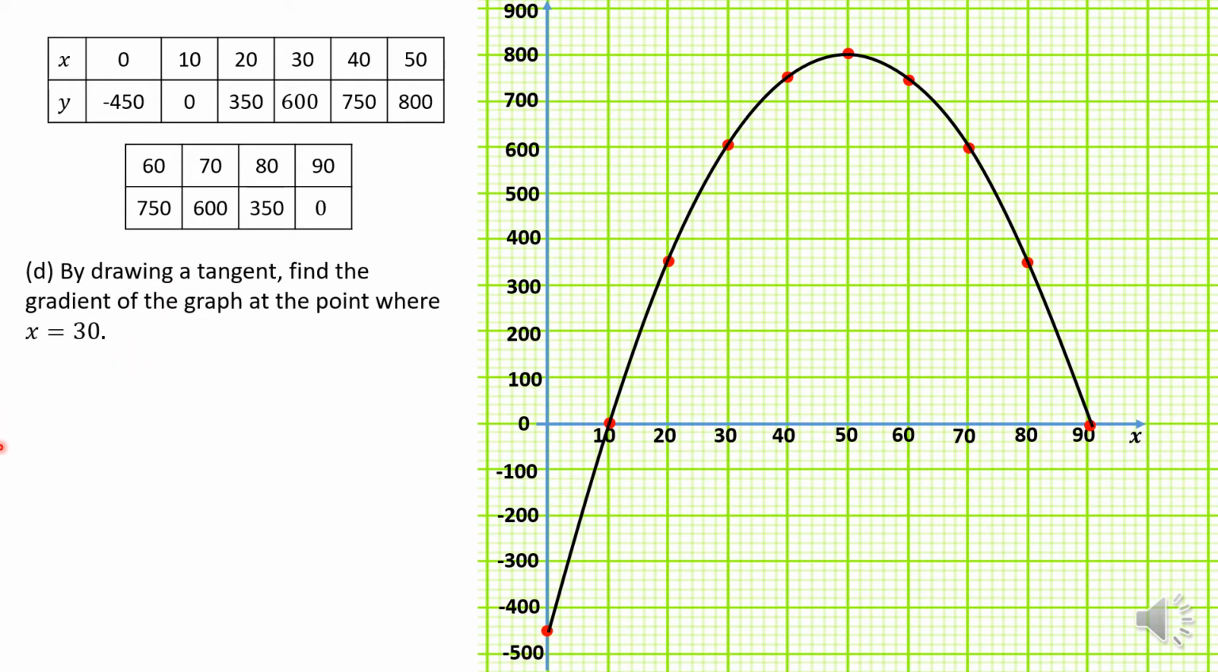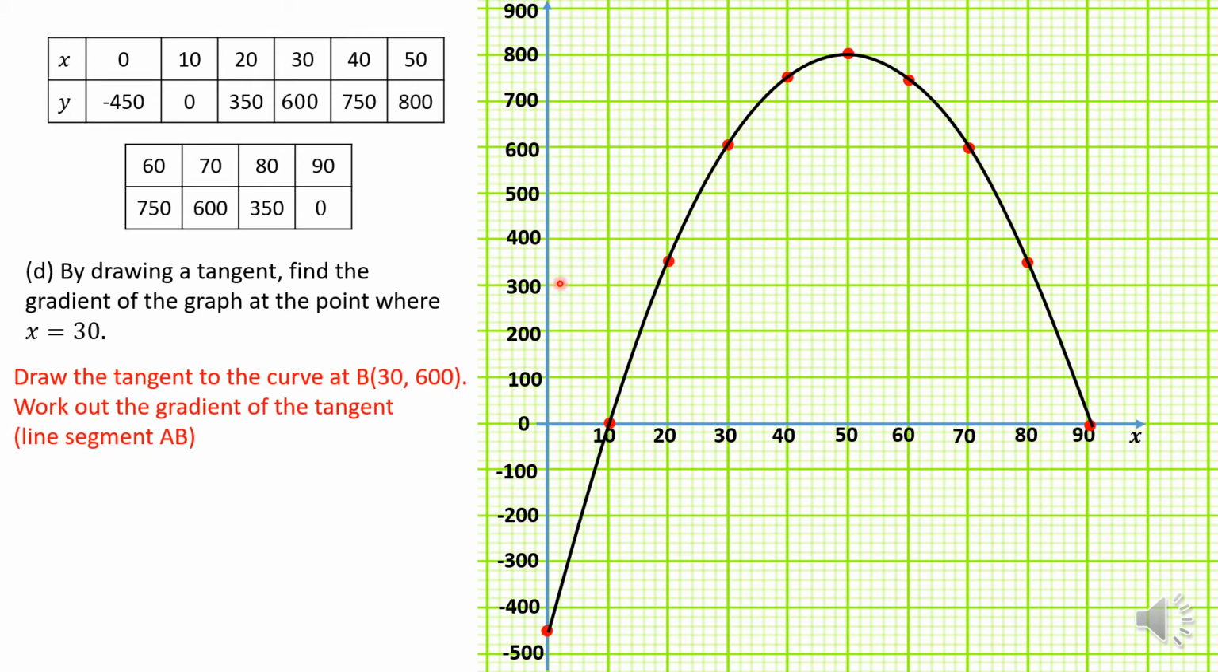Now they are saying, by drawing a tangent, you're supposed to find the gradient of the graph at the point where x is equal to 30. So where x is equal to 30 here, we're supposed to draw a tangent there, and then we find the gradient of that particular line. If you look at that point here, it's 3600. So I'm going to use that point and another point when I extend my line.